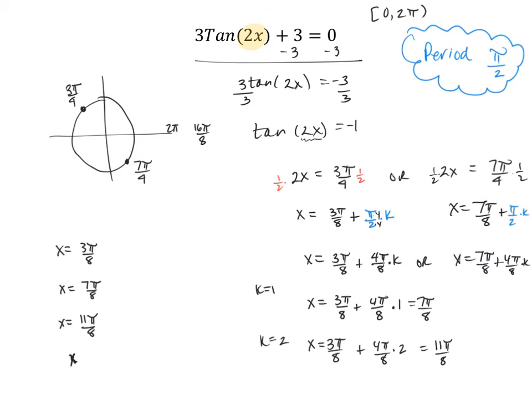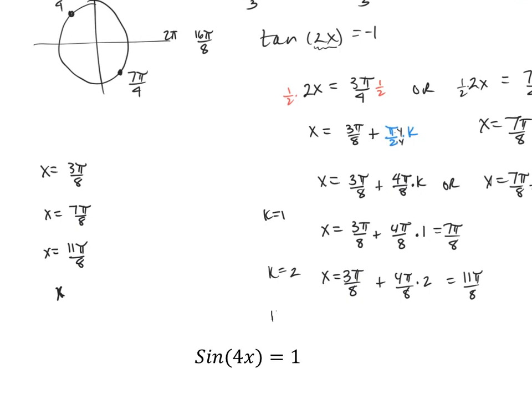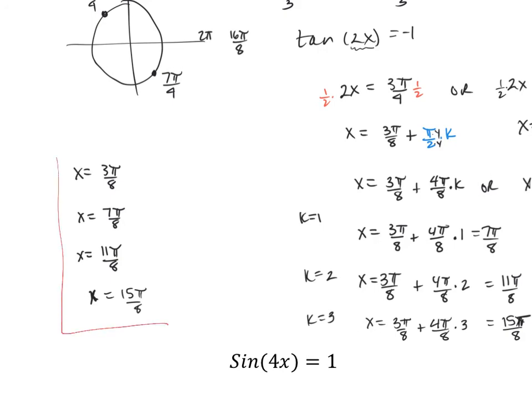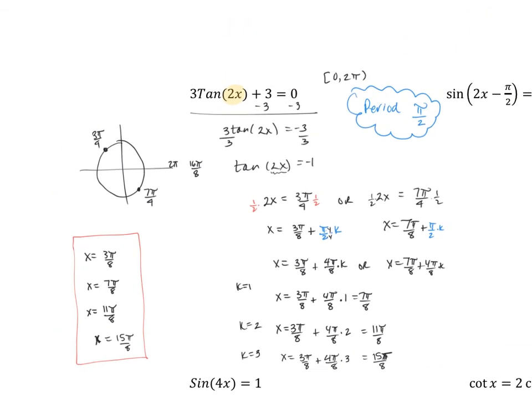Okay, so we're not quite done. Let's keep going here. So let's try adding a third rotation. Okay, so I start with my point. I add the period, and I'm going to fly around that thing 3 times. Okay, so this would get me 15 pi over 8, and that is as far around as we can go, because if I added another 3 pi over 8, we would be past 2 pi. So we're finished.